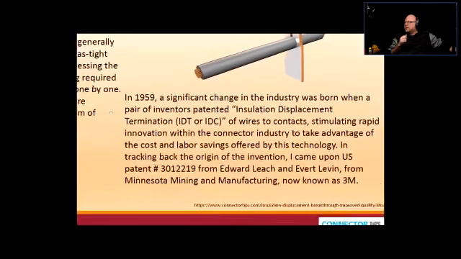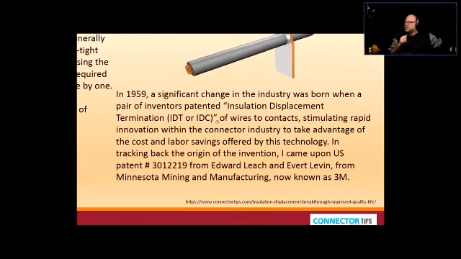Now, in 1959, a significant change in the industry was born when a pair of inventors patented the insulation displacement termination, IDT or IDC, insulation displacement connection, of the wires to contacts, stimulating rapid innovation within the connector industry to take advantage of the cost and labor savings. So here's the main key idea, the cost and the labor savings.